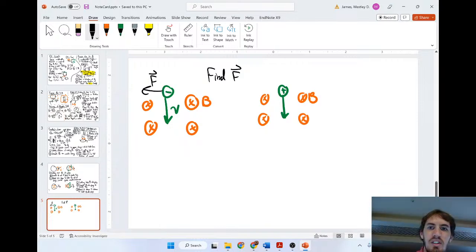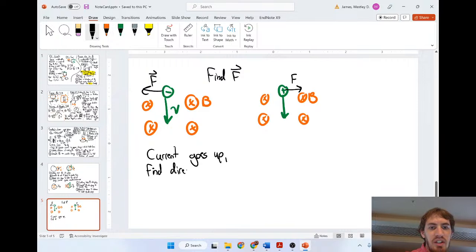The force in a positive charge will be to the right, just to show you they're opposites. Okay. Now I'm going to do a word problem. Current goes up. Find direction of B to the right of the wire.